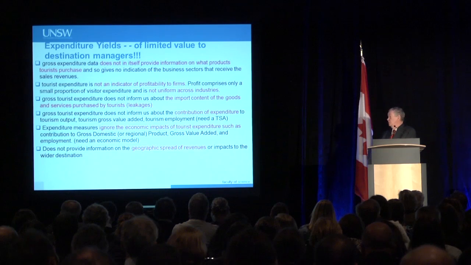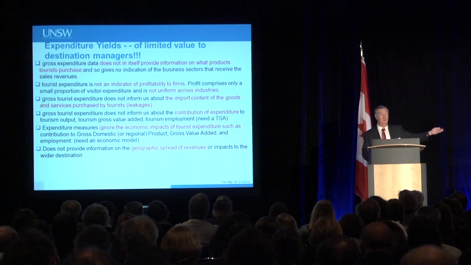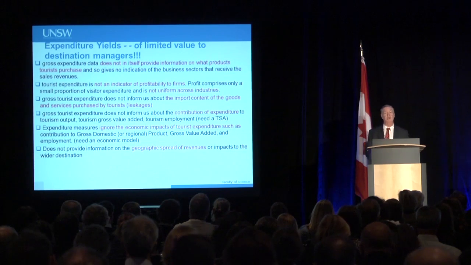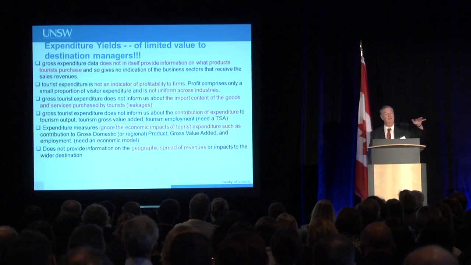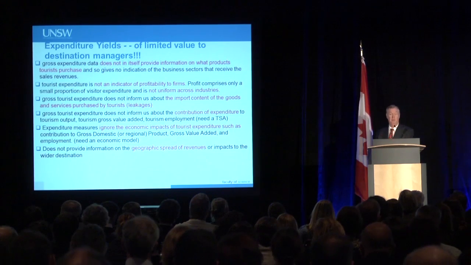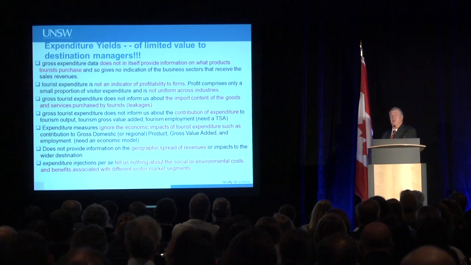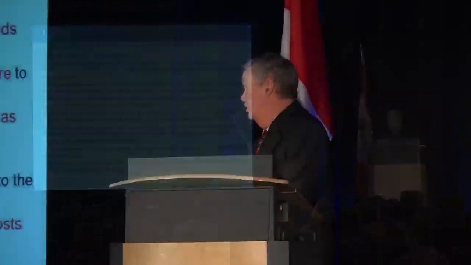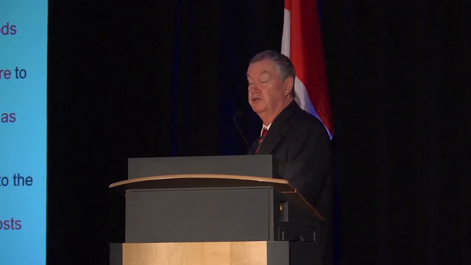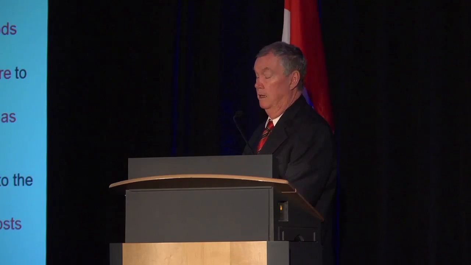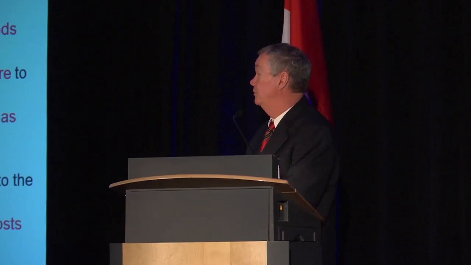The expenditure measures don't tell us about the geographic spread of revenues. Are the revenues from tourists focused more in Montreal or Quebec City, or are they more evenly dispersed around the province? That's an important issue, but expenditure measures per se do not inform us about that. And they don't tell us anything about the social or environmental costs and benefits associated with different visitor markets. So expenditure measures are useful only up to a point, and more analysis needs to be done if we're to make them more meaningful.